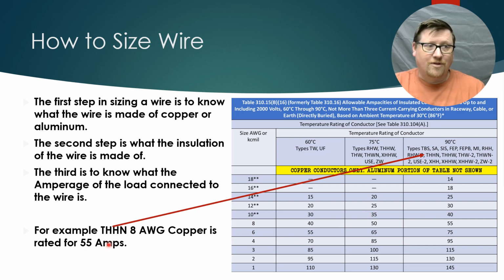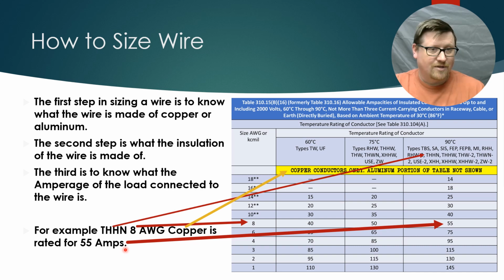Let's use, for an example, number 8. So a THHN, which is up here, number 8. It is copper, so we're in the right column because we're using copper, and we need something that's rated for at least 55 amps. So that's going to be our 90 degrees Celsius. THHN, number 8, copper, is rated for 55 amps. That's what that will hold. So if we needed to know that information, this is where we would come to find it.